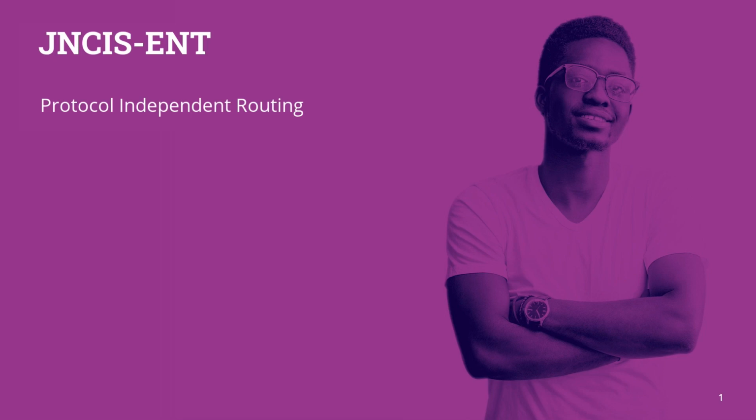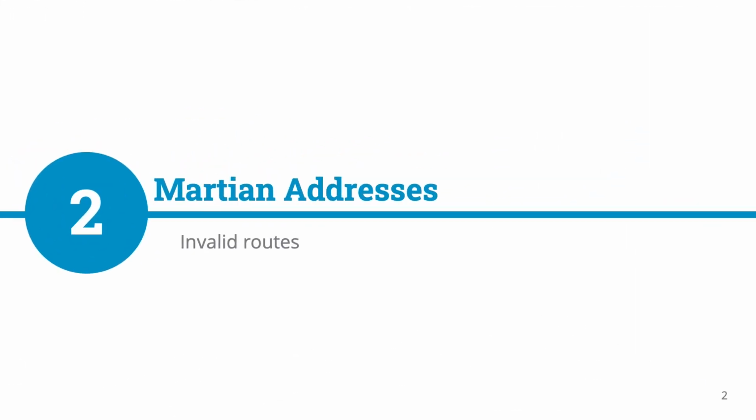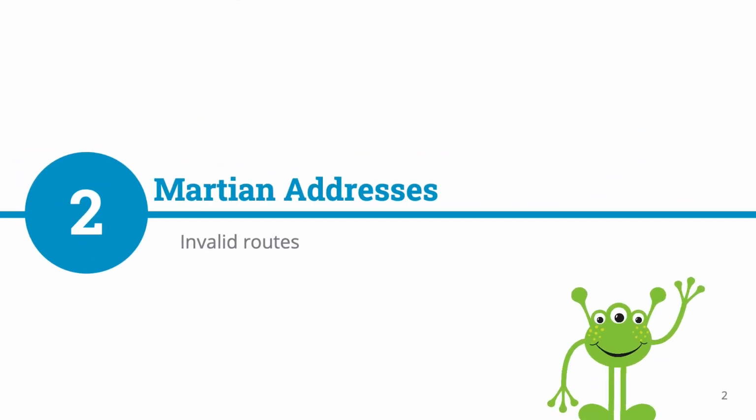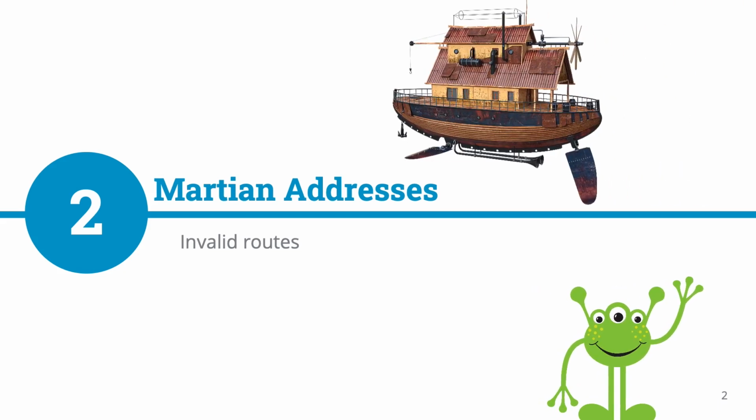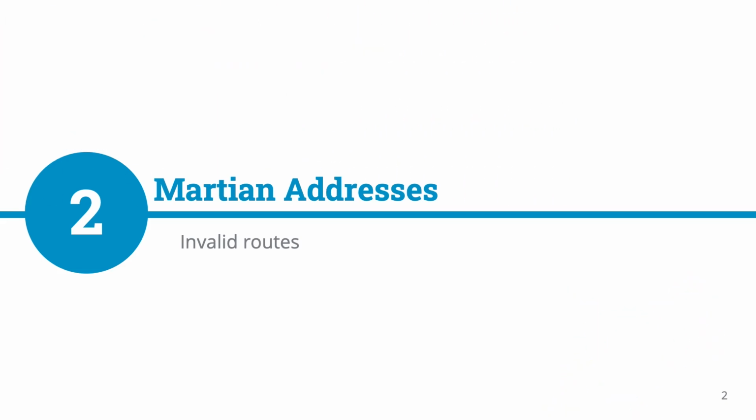In this section of the course, we're reviewing protocol-independent routing, where we will review Junos routing features independent of dynamic protocols. In this lesson, we'll be reviewing Martians. No, not little green men or space pirates. We'll be taking a look at Martian addresses.